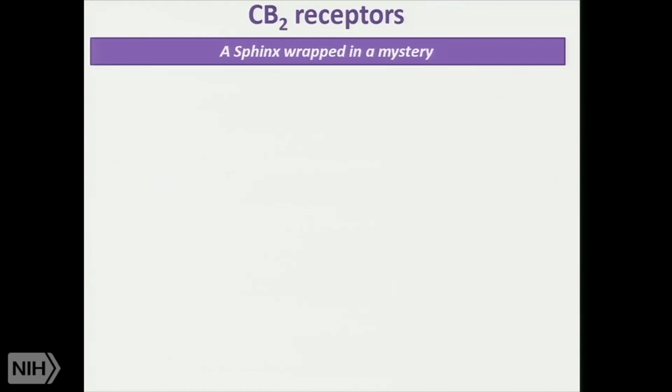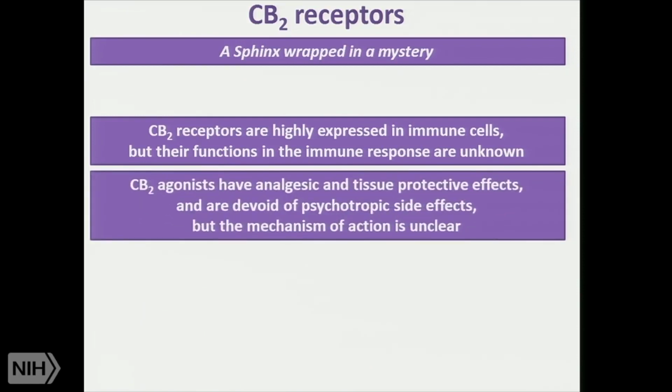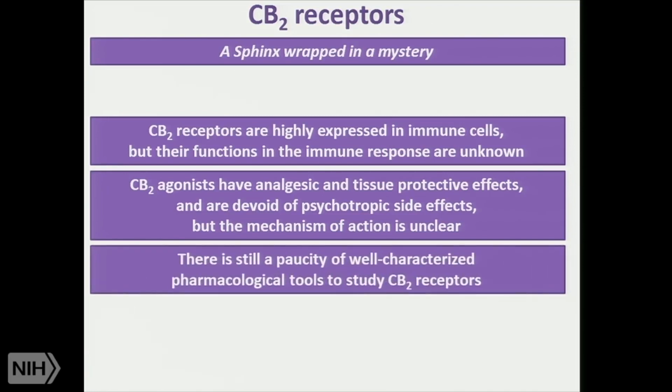The CB2 receptor, to which I move now, is, to paraphrase Oscar Wilde, a sphinx wrapped in a mystery. We have seen that they are highly expressed in immune cells. Their functions, however, are unknown. Activation of this receptor is analgesic, anti-inflammatory, and tissue protective, but the mechanism of action is unclear. But most importantly, we do not have good probes to study this receptor, and therefore more work is needed before we can definitively describe their actions.